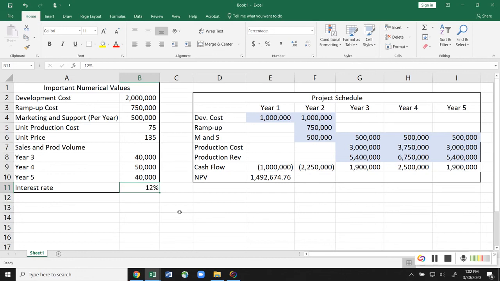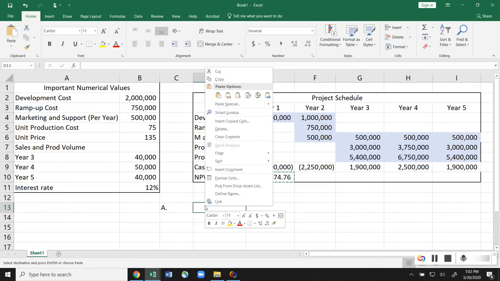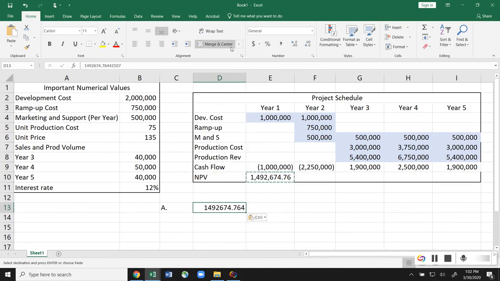So the way we would answer this, what is the net present value? A, we'll call it. Let's just grab this, Control C, copy it down here as a number, and make it dollars. So that is $1.4 million, or almost 1.5.